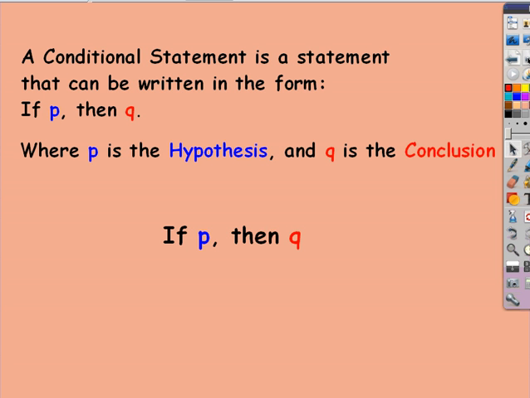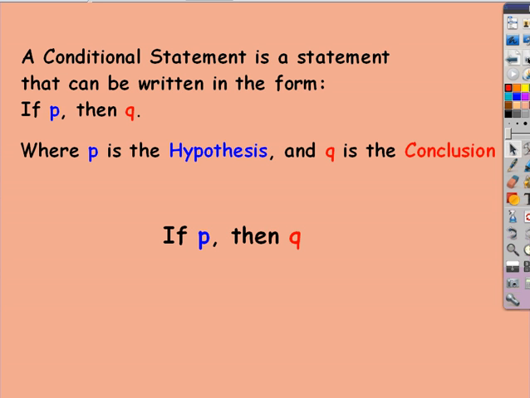You could say, if you do your chores, then you will get your allowance. You could say, if 2 plus 2 equals 4, then 3 plus 3 equals 8. Doesn't really matter if it's true or not, just so long as it's in that form. If P, then Q. If you scratch my back, then I will scratch yours.